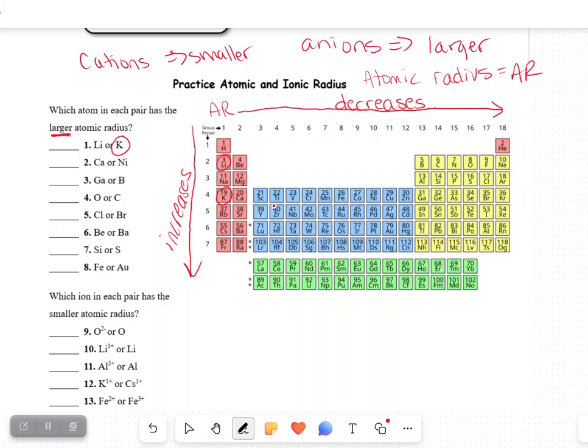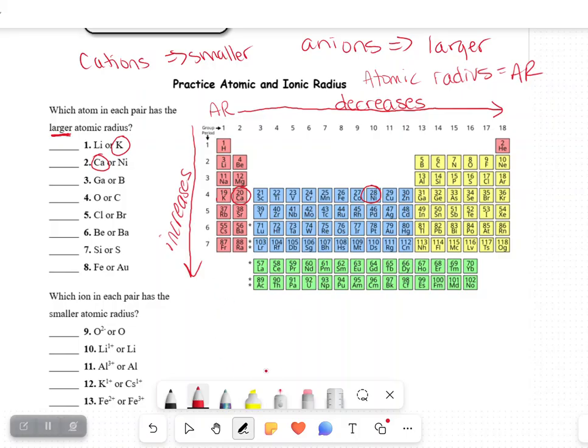Okay, now we have calcium or nickel. I haven't found a good way to erase, so we'll just have to bear with me while I do that. Okay, so calcium or nickel. So calcium, and then nickel is over here. As we go across the periodic table, atomic radius decreases. So therefore, nickel is going to have a smaller radius than calcium because they're in the same energy level 4. So calcium is going to be larger.